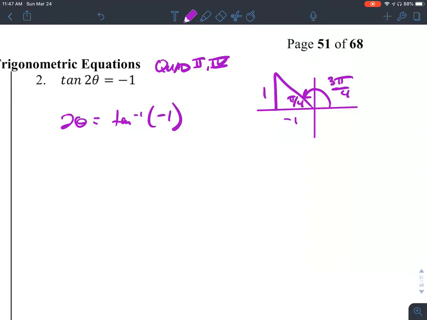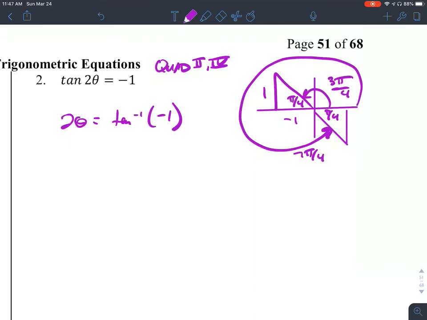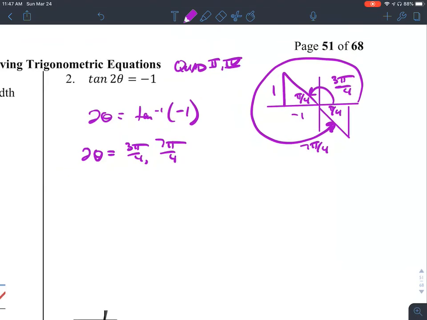This is also happening once again in quadrant 4. Makes the reference angle pi over 4. But the angle that we're looking for is the angle in standard position, which is 1 pi over 4 short of being 2 pi, which is 7 pi over 4. So that means that 2 theta, not theta, but 2 theta is 3 pi over 4 and 7 pi over 4. Once you know those, then get theta by itself.